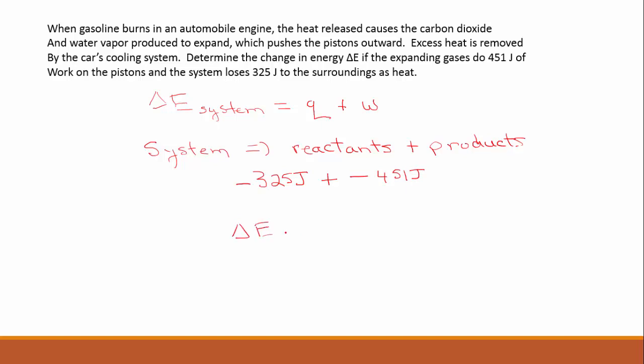So ΔE of the system in this case is going to be equal to minus 776 joules. Some of that energy went into doing some work, and of course some was lost as heat. The more we can use this heat and convert it to work, the more efficient the engine will be. So let's move on to the second question.